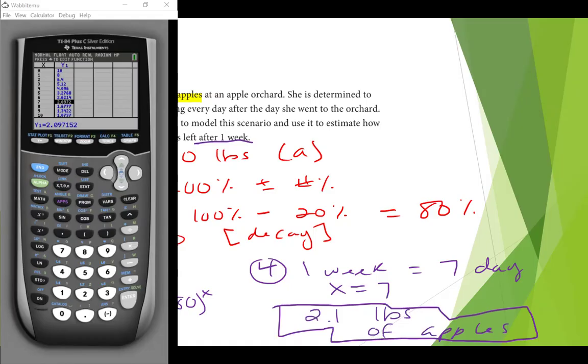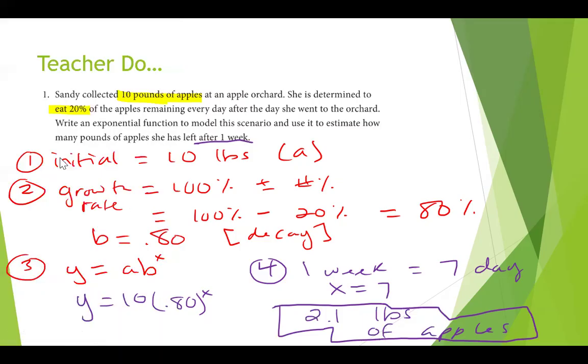How we feel? Good? Okay. So we found our exponential model. And then we found the answer to their question. Those are your steps. So step 1, identify your initial. Step 2, identify your growth factor, your growth rate, whatever you want to call it. Step 3 is to create your exponential model. Step 4 is to answer the remaining of the question.